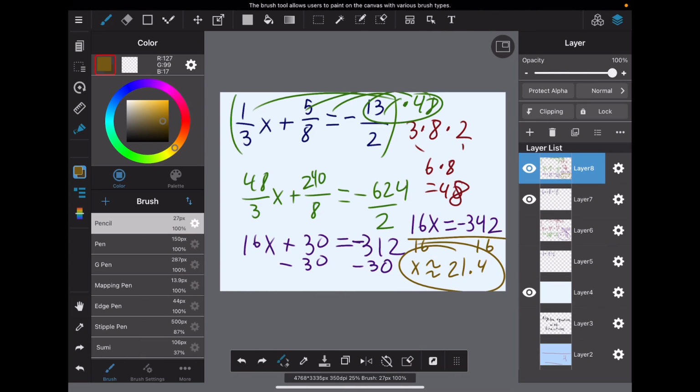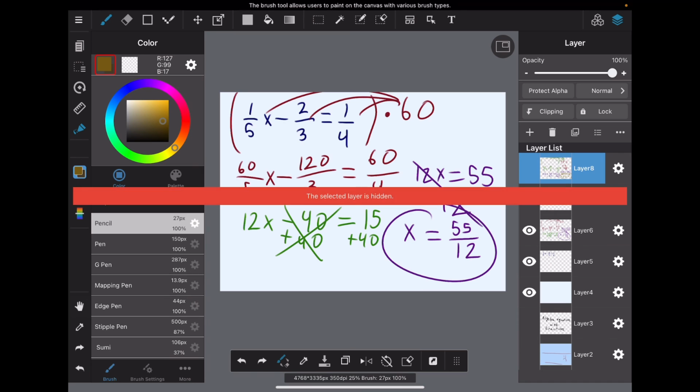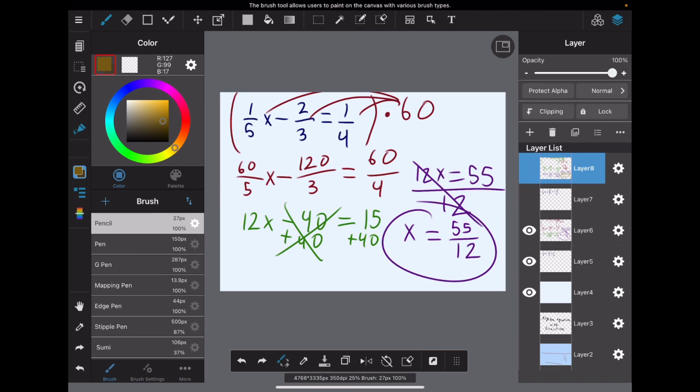And yeah, that's about it. Here's all the work again for problem 2. And here's all the work for problem 1. And yeah, be glad you're not working with squares and square roots yet.